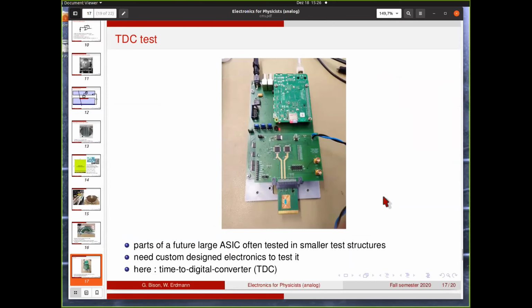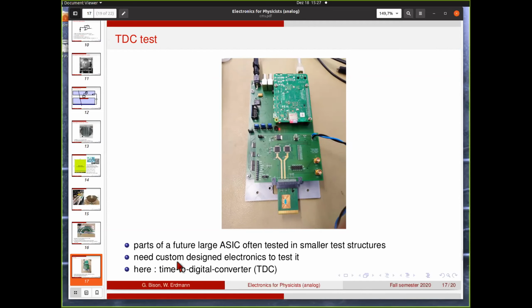Another thing we're working on is for the next generation of detectors, where we hope that we can not only measure the precise position of the intercept of a particle with the detector, but also the time when it passed through with high precision. And for this, we're developing components here. In this case, it's a time-to-digital converter.